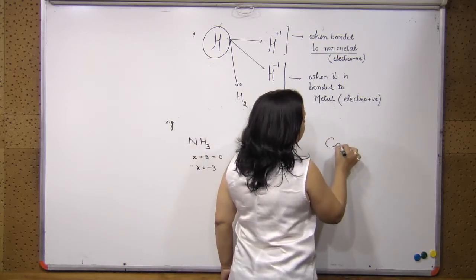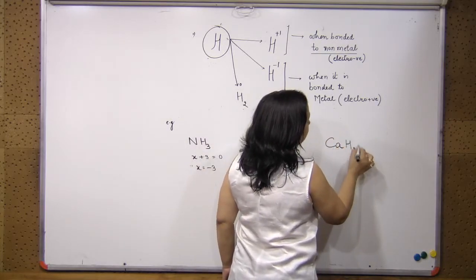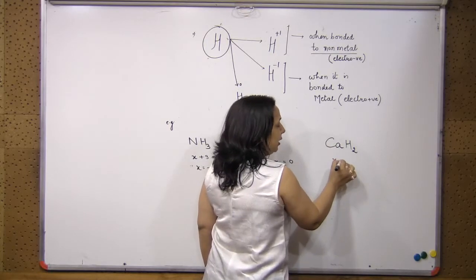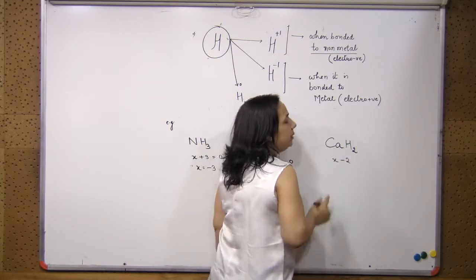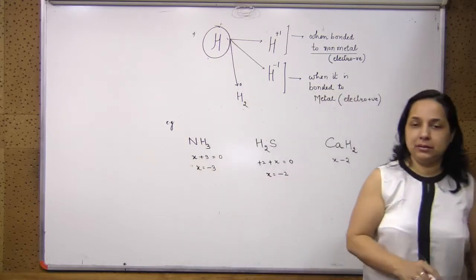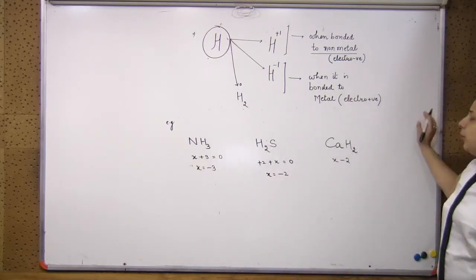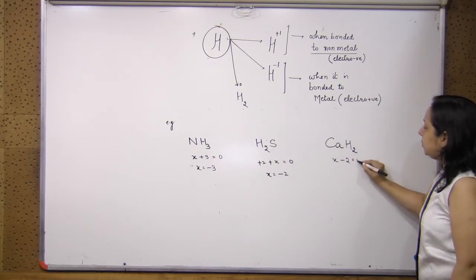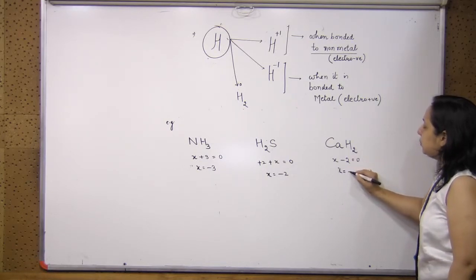But if we write CaH2, now calcium is X. Hydrogen is now -1 because calcium is a metal. So calcium is bonded to hydrogen. X -2 is equal to 0. X comes out to be +2.